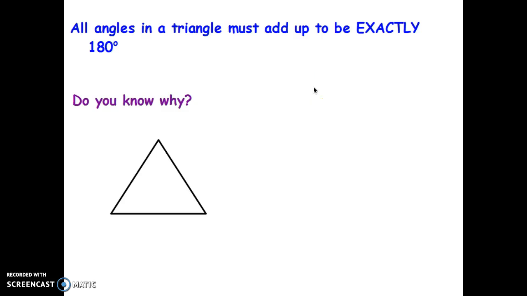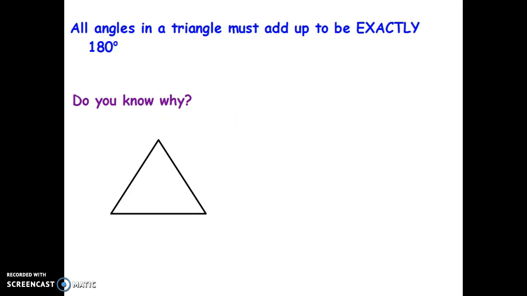Okay, today we're going to start learning about triangles. So just as we've been talking about angles, triangles have specific things that let us figure out how many degrees are in each angle. So first thing we need to know is all angles in a triangle must add up to be exactly 180 degrees.